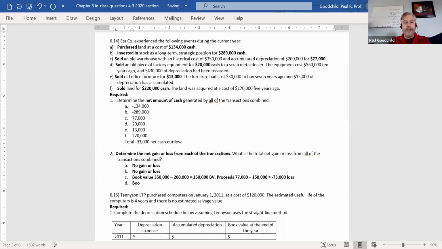All right, so book value, 560,000 minus the 430,000 in accumulated depreciation equals 130,000 book value. Proceeds, 20,000. So minus the 130,000 equals a net 110,000 loss.